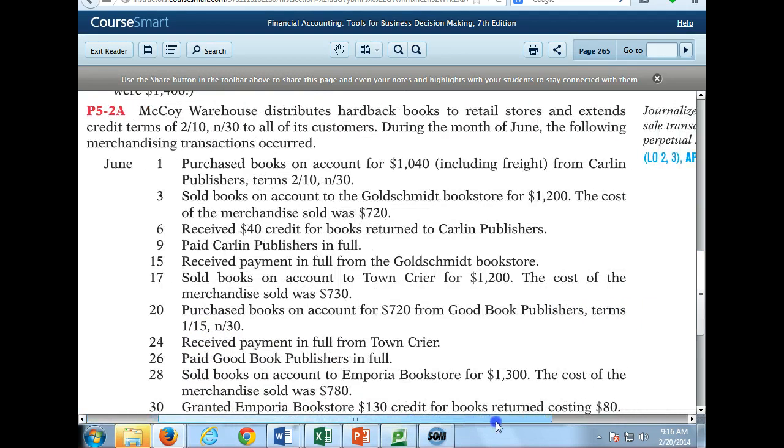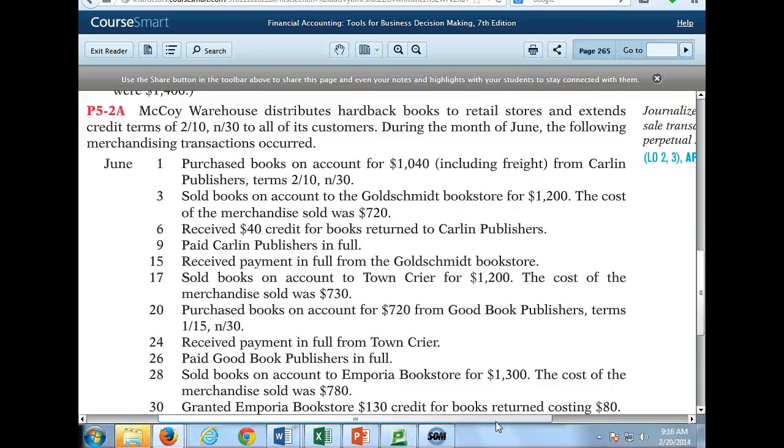McCoy Warehouse distributes hardback books to retail stores and extends credit terms of 2/10, net 30 for all of its customers. During the month of June, the following merchandising transactions occurred. Now, what we have to do is record these transactions and make journal entries for them.